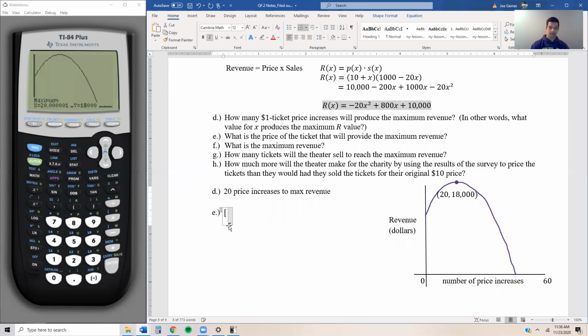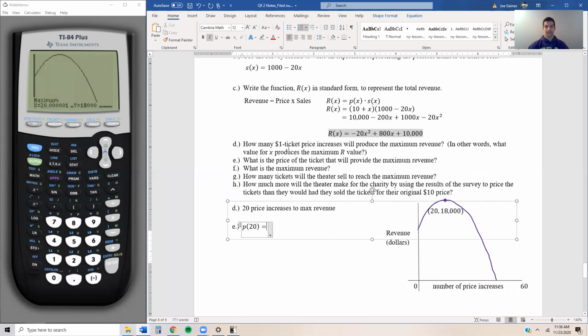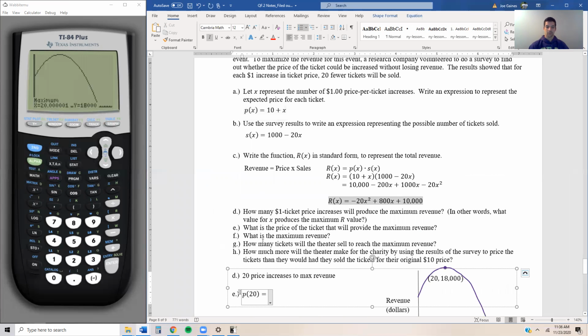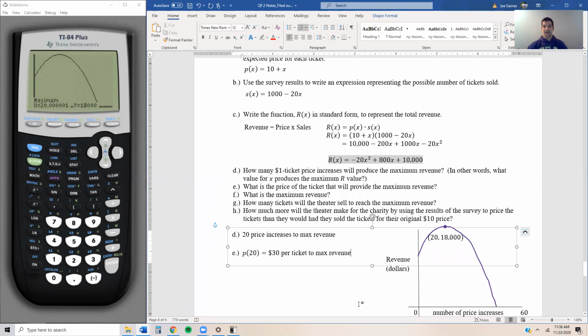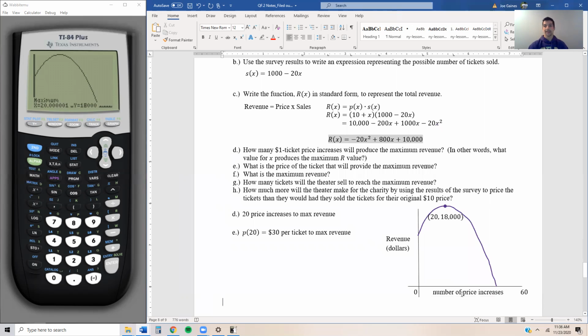So P of 20 is really what we're trying to find here. And we can go back and pull from that equation. That equation is 10 plus X, so 10 plus 20, which would be 30. So what I need is a $30 ticket, a price of $30 per ticket to maximize revenue. So once I had that revenue equation, I can figure out how many price increases would give me maximum revenue, and now I can adjust my ticket price to make sure I meet that maximum revenue.